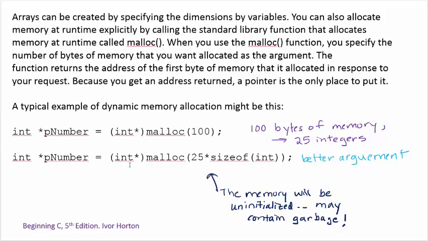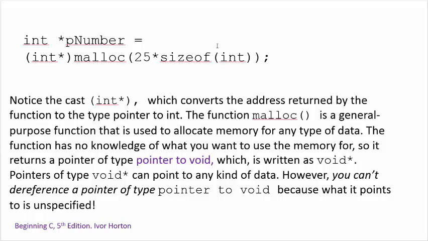Let's talk a little bit more about these pointers. So here's that last command with a better argument, rewritten. So we have a cast operator, int, with a dereferencer star after it. So it converts the address returned to it keeps track. Basically, it's keeping track of the type of information that you are going to be storing in this memory that you've allocated.